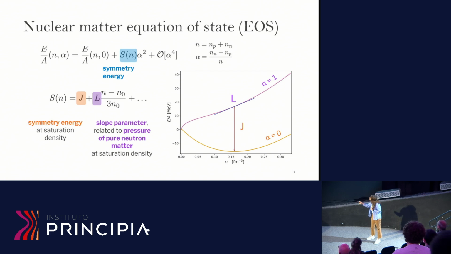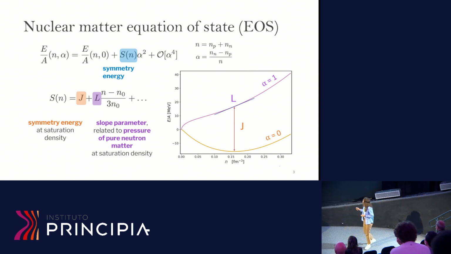But then we start to have also contributions from the asymmetry. And the density dependence of such a contribution is given by the symmetry energy. The symmetry energy can be expanded, as you see here, around saturation density, and it is determined in this limit by two parameters. So J, the symmetry energy at saturation density, and you can clearly see here that it is basically the difference at saturation density between the energy per nucleon of the extreme case, alpha equal to 1, so pure neutron matter, and symmetric nuclear matter, and then the slope parameter.